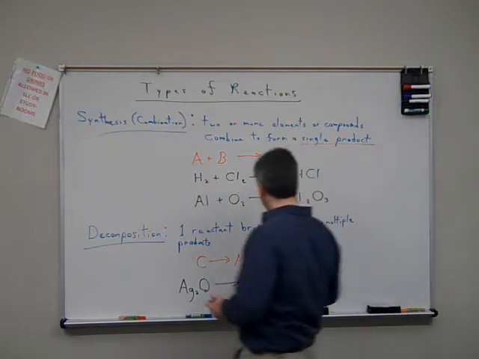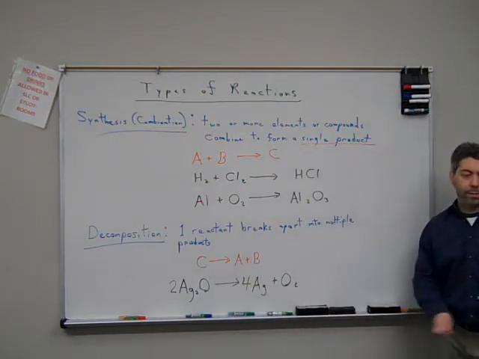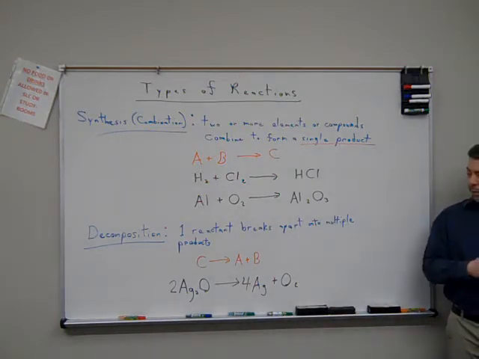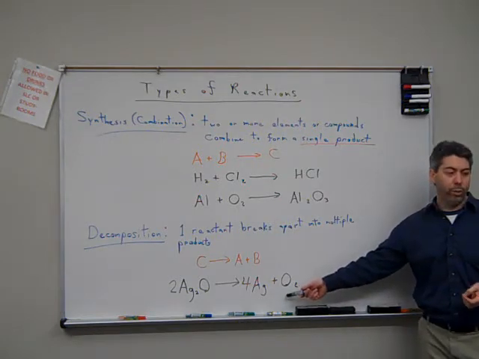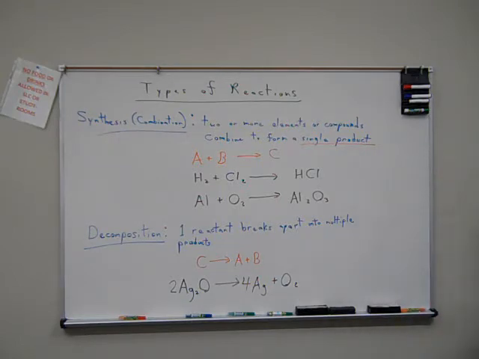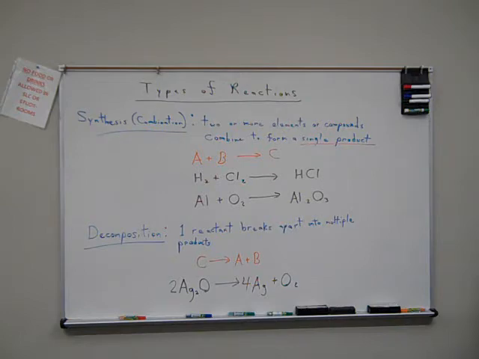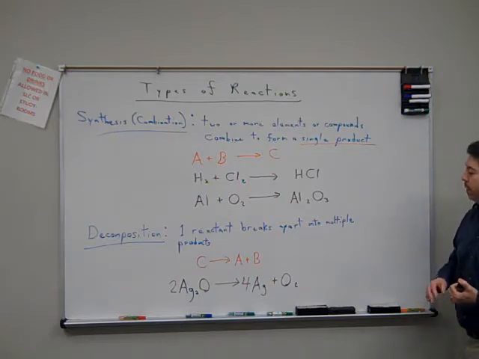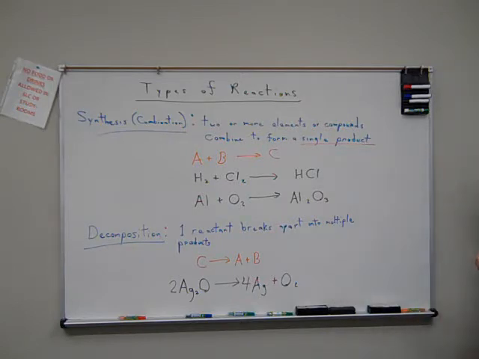That means I have to rebalance this: 2, 4, and 1. Silver metal and oxygen gas. Now you may wonder why I chose to make this O2 instead of just putting it as oxygen. It turns out that there are several elements on the periodic table that do not exist as single atoms. They're just too unstable, at least not under normal circumstances. Instead, you will find them always as diatomics.